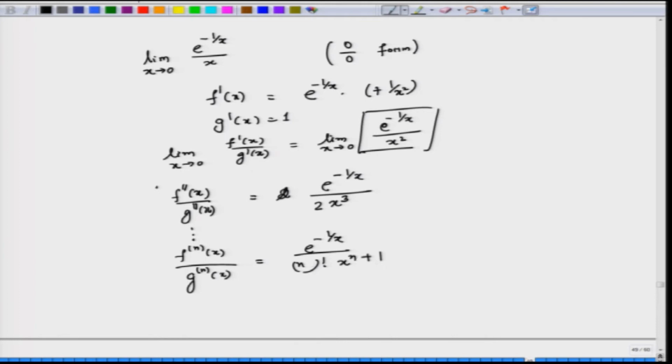So, one needs to check that the limit of f prime of x by g prime of x must exist, then it is easier. In some cases you can do it repeatedly for 2 or 3 times, but every time you need to check that whatever functions f and g you are choosing, in order to apply L'Hopital, the limit of f prime by g prime exists. Then only L'Hopital is going to work.